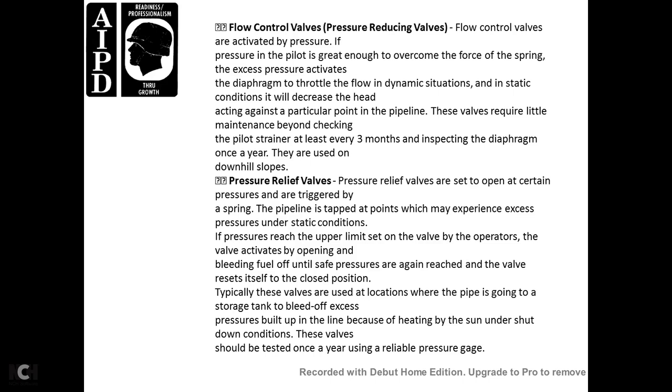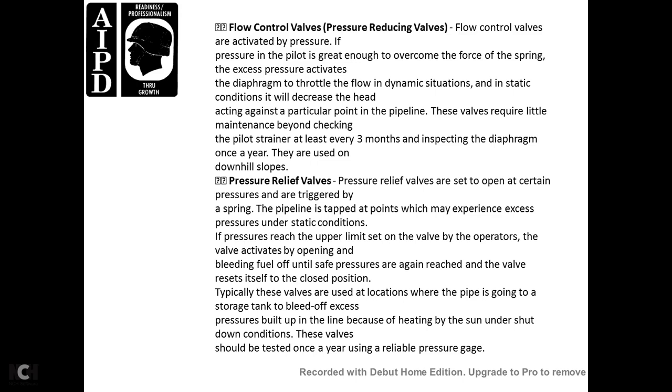Flow control valves, pressure reducing valve. The flow control valves are activated when the pressure of the pilot system is great enough to overcome the force of the spring of the excessive pressure. This activates the diaphragm to throttle the flow in the dynamic situation, in a static condition with the decrease of the head, acting against the particular point of the pipeline. Maintenance requires checking the pilot strainer at least every 3 months and inspecting the diaphragm once a year. They are used on the downhill slope.